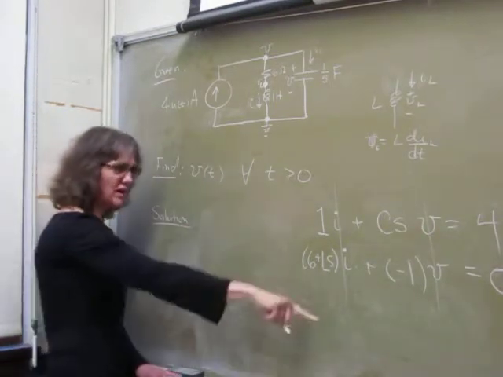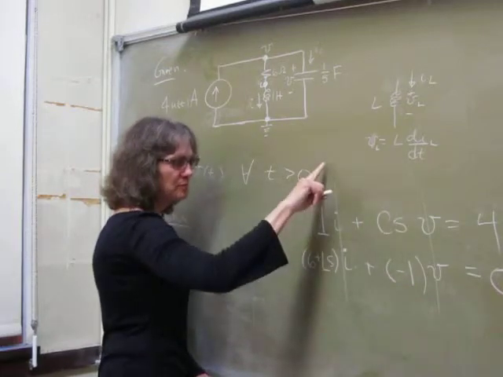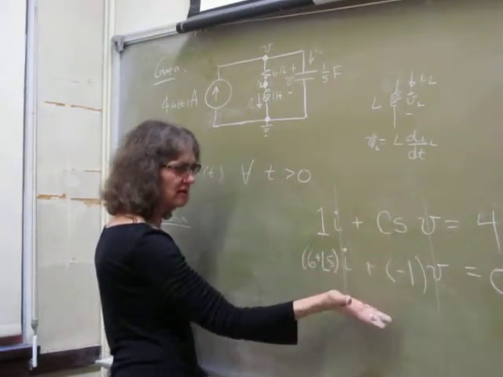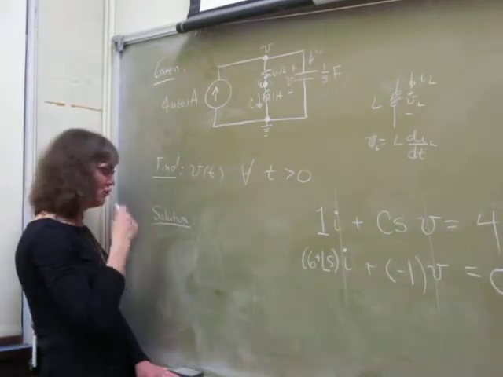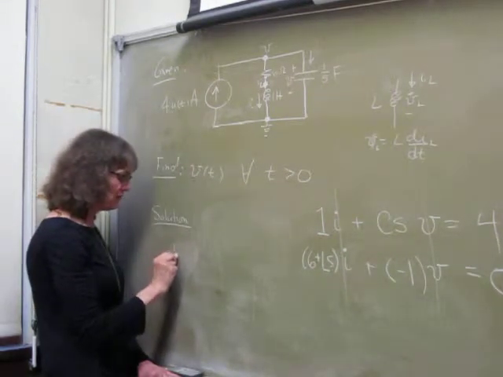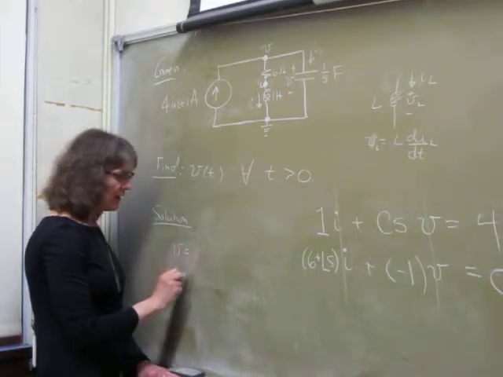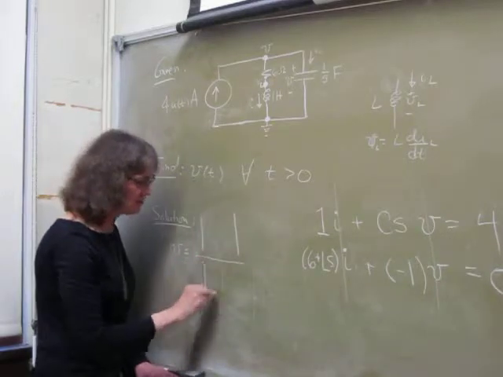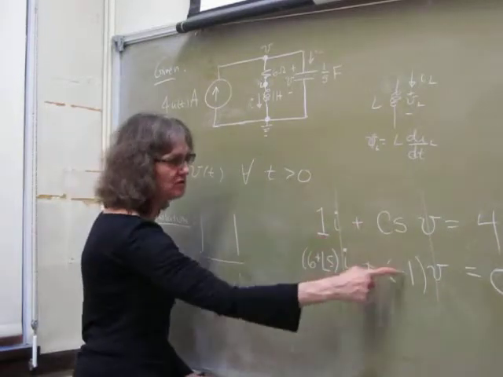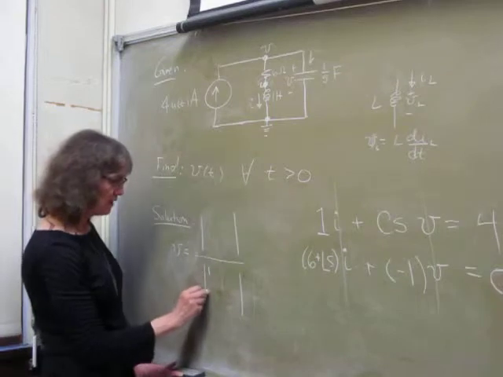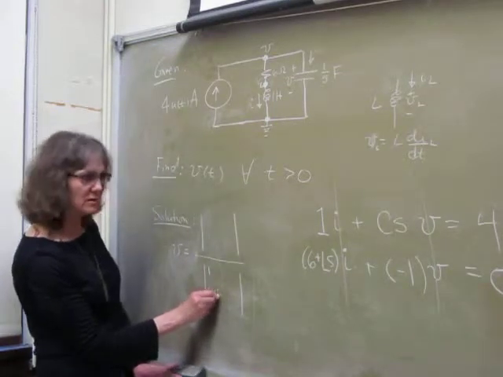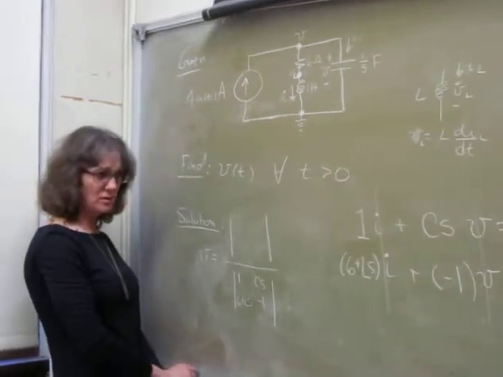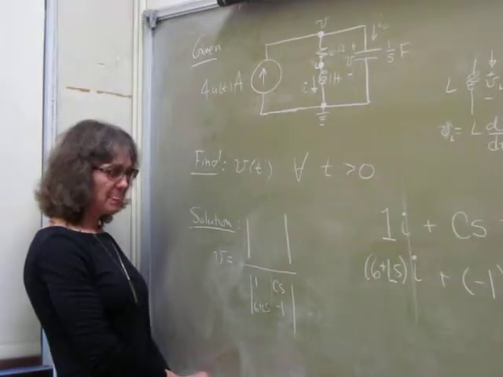If you set it up with your unknowns in columns like that, with one equation stacked on top of each other, then you can choose any one of the unknowns to solve for. In this case, I'm solving for V, and it's the ratio of two determinants. The determinant in the denominator is simply the coefficients of your unknowns. So 1, 6 plus LS, CS, minus 1. So there's the denominator.